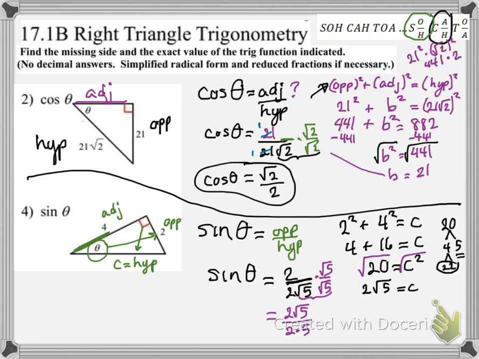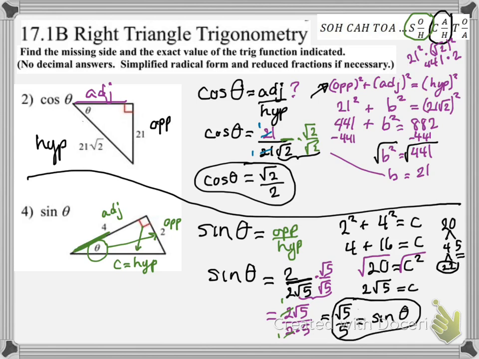Oh, I wish I'd noticed those 2's in the first place. That's okay. We'll reduce them now. 2 goes in there once, 2 goes in there once. I now have square root of 5 over plain 5. That's my answer for sine of theta.